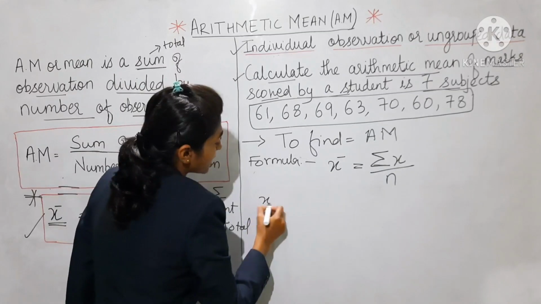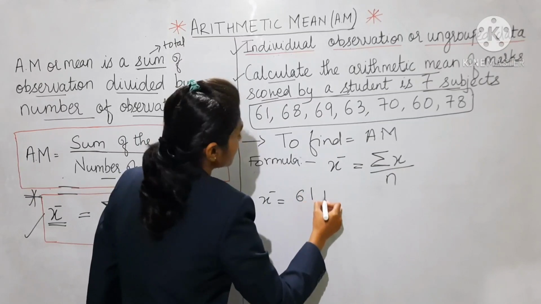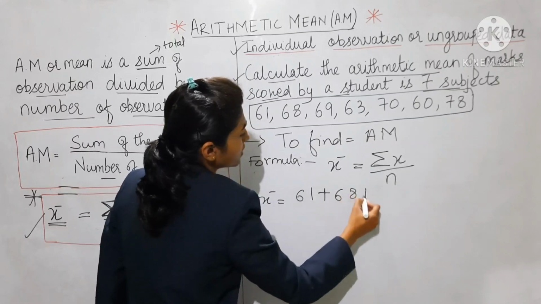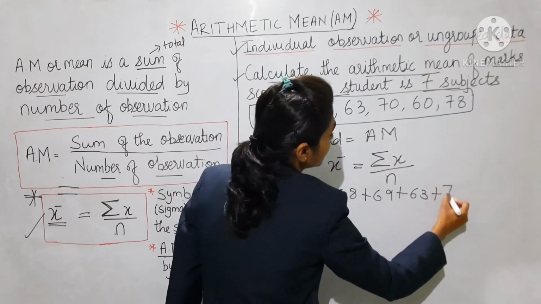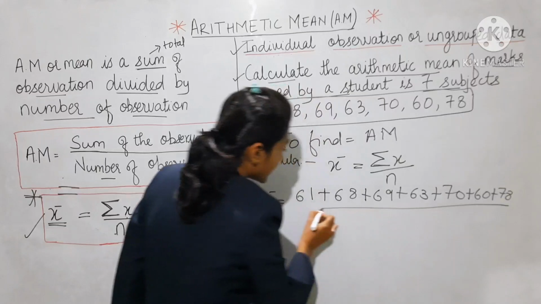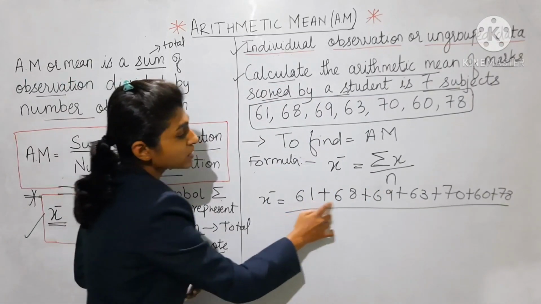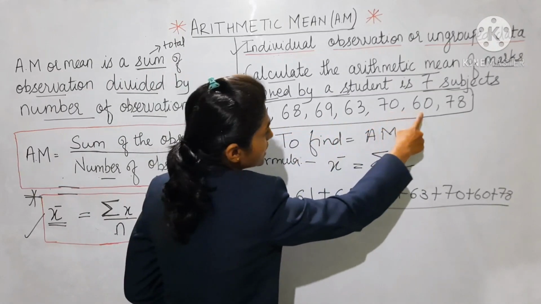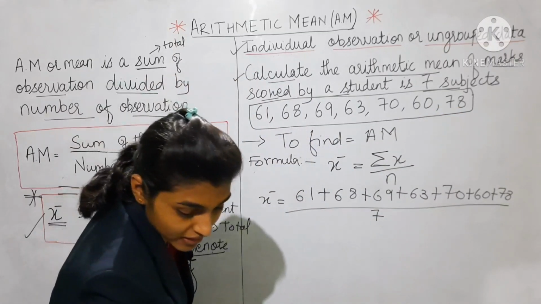So x bar is equal to the sum of x, which means you add these numbers: 61 plus 68 plus 69 plus 63 plus 70 plus 60 plus 78, divided by n. N stands for number of observation. How many observations are there? 1, 2, 3, 4, 5, 6, 7. 7 observations. So we are finding the average.